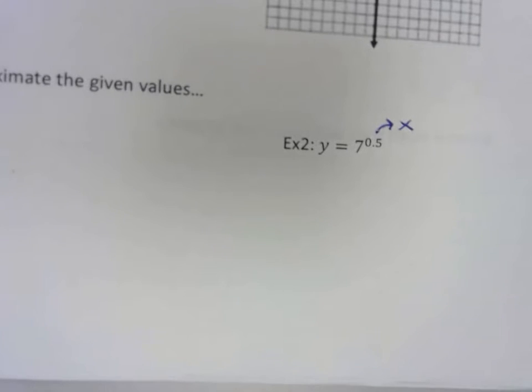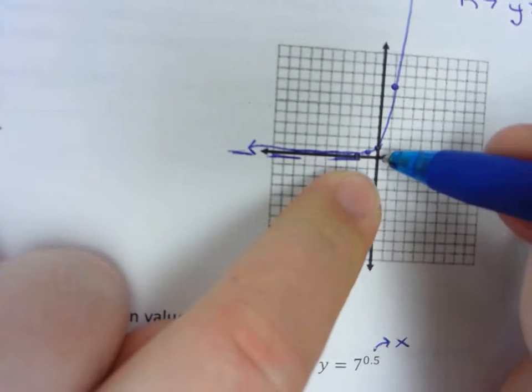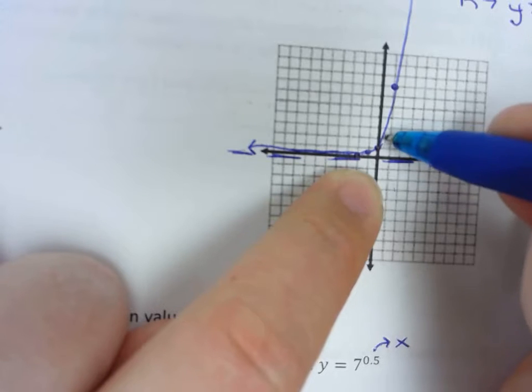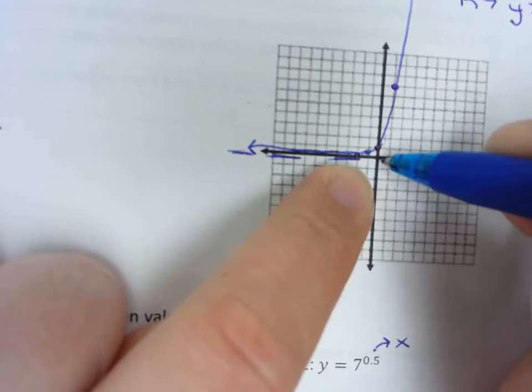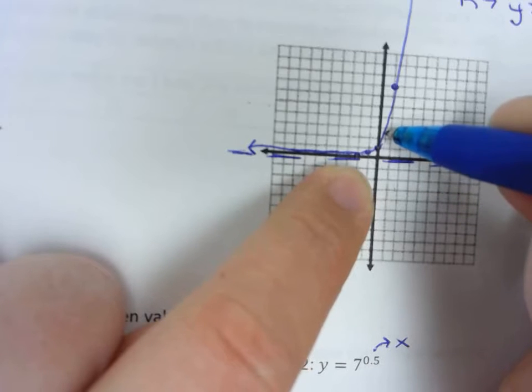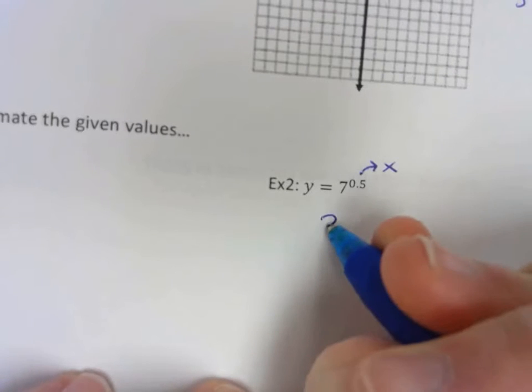So what I'm looking for is, what is the y value when my x value is 0.5? So look at your graph real quick. I look at 0.5, I follow it up. What does it look like my y value is when x is 0.5? So I go to where x is 0.5. What is my y value when x is 0.5? Follow it up. What does it look like my y value is when x is 0.5? 3. So I would say 3.